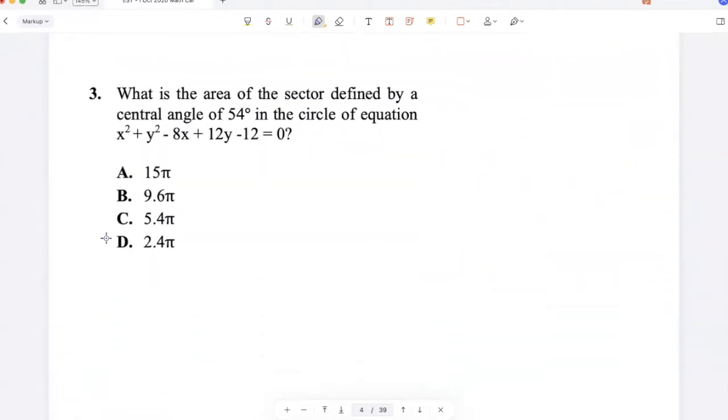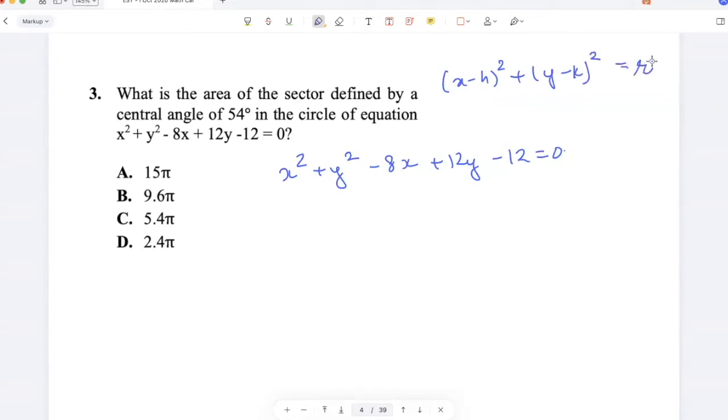What is the area of the sector defined by a central angle of 54 degrees in the circle of this equation? Okay, so let's first find the radius. X square plus y square minus 8x plus 12y minus 12 is 0. So I need to convert this to the form x minus h whole squared plus y minus k whole squared is r squared, because this is the standard equation of the circle where h comma k is the center and r is the radius. So I need the radius r.